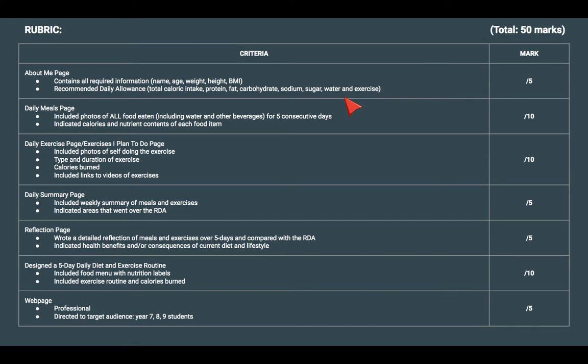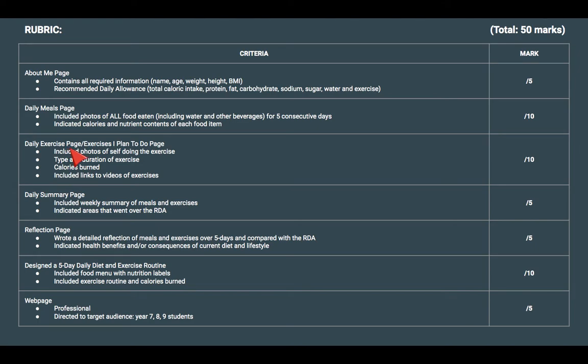Okay? Read, read, read. Daily meals page includes all the photos of food you have eaten, including water and other beverages. You can get liquid from water. You can get it from fresh juices, tea, but please let's stay away from drinking soda to get your daily intake, okay? Water, you need 2.7 liters if you're a woman, 3.7 if you are a male. But for your age, you need to look for that because that is for people my age, okay?